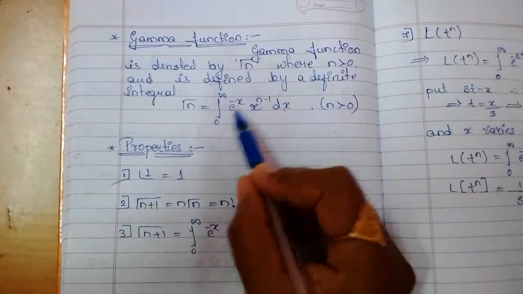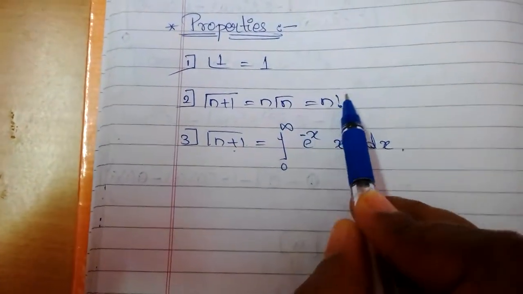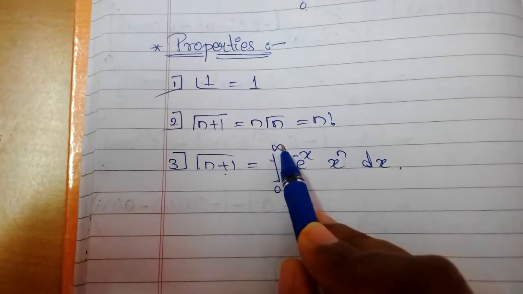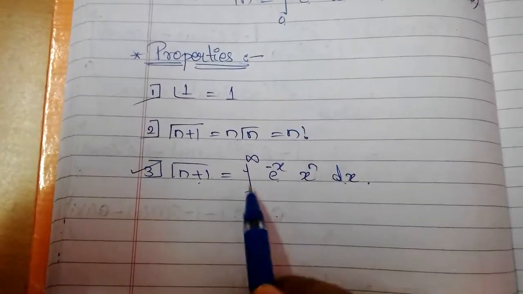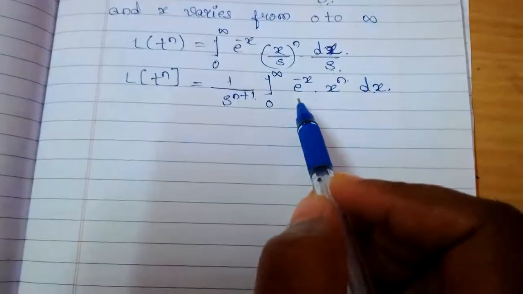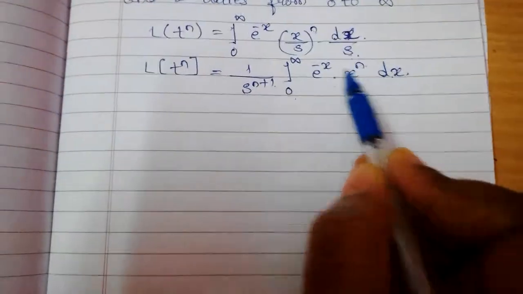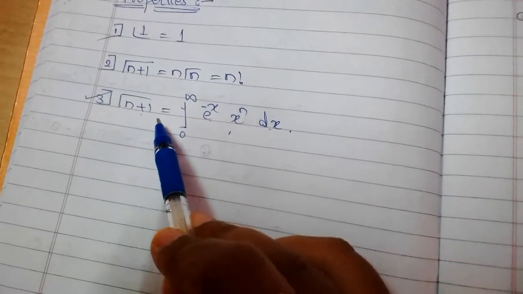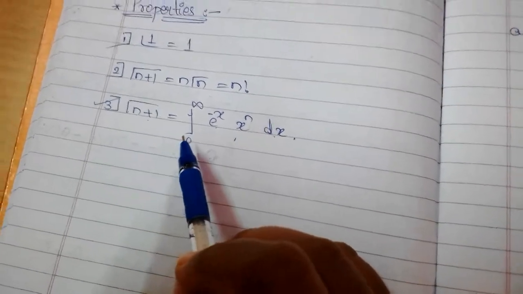Here we have some properties. Gamma of 1 is equal to 1, and gamma of n plus 1 is equal to n into gamma n, which is equal to n factorial. Third one is gamma of n plus 1 is equal to integration from 0 to infinity e raised to minus x into x raised to n into dx. See this property, this integral is the same as this one. In our example, integration from 0 to infinity e raised to minus x into x raised to n into dx is equal to, from the gamma function properties, gamma of n plus 1. Here we use the result that this integral is gamma of n plus 1.